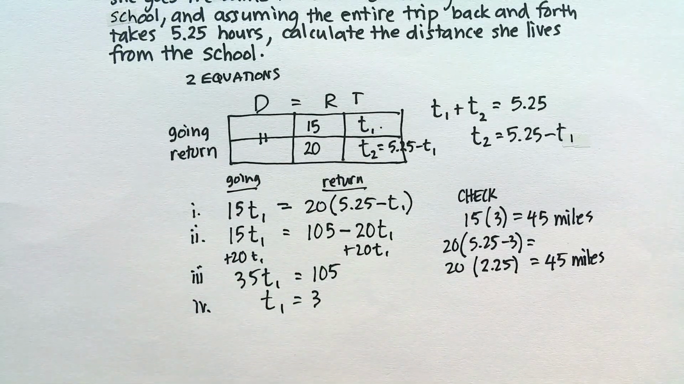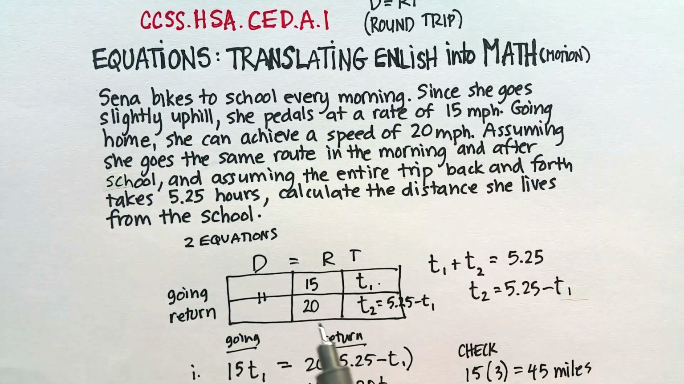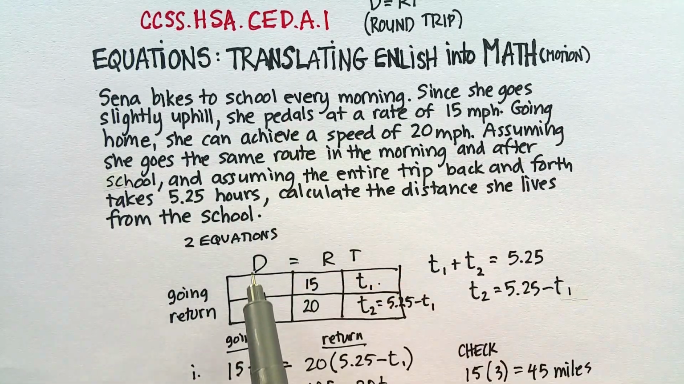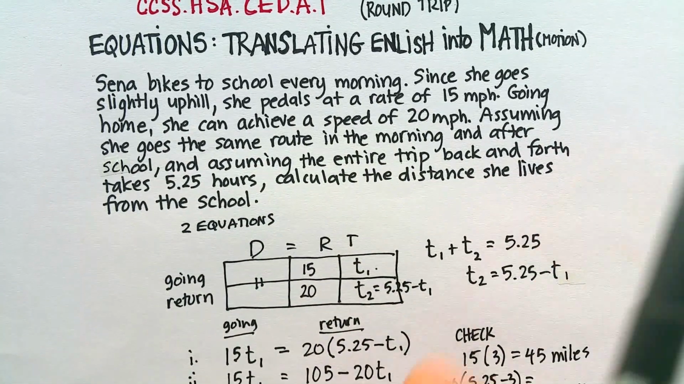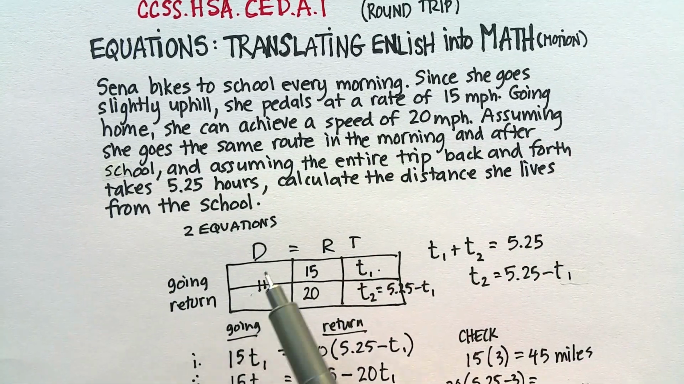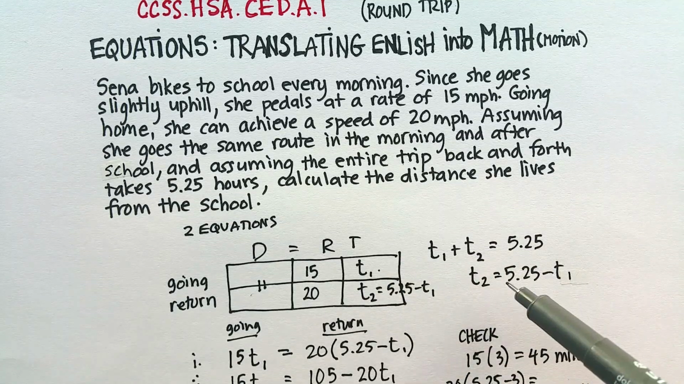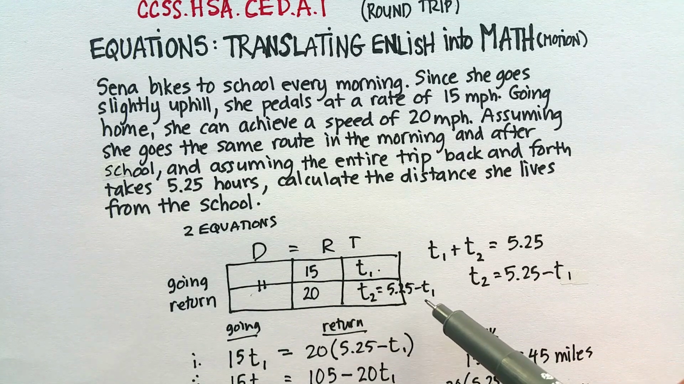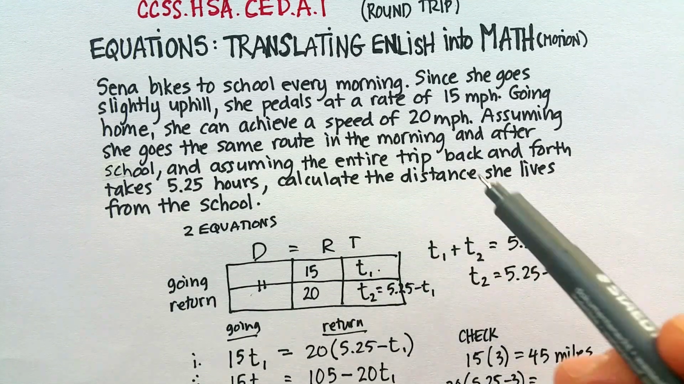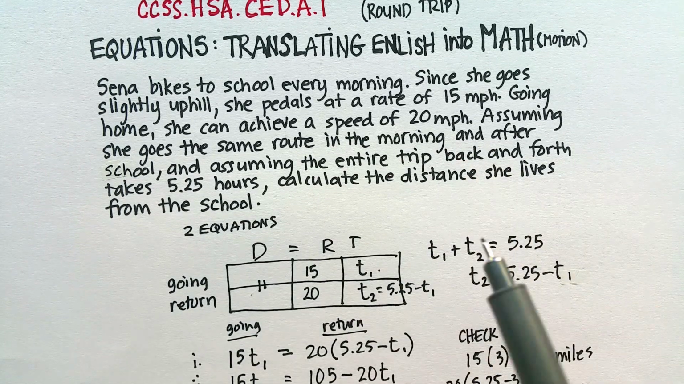Okay? So again, whenever you see these kind of problems, a round trip problem, make sure that you break it up into two equations. Distance is equal to rate times time. Find out whether they're equal, and then read the information to see if you can create any other relationships, like T sub 1 plus T sub 2 is equal to 5.25 from the information in the problem. Okay, I hope that was helpful.